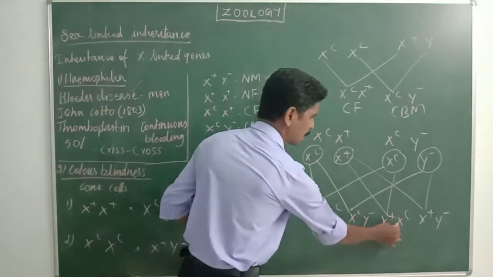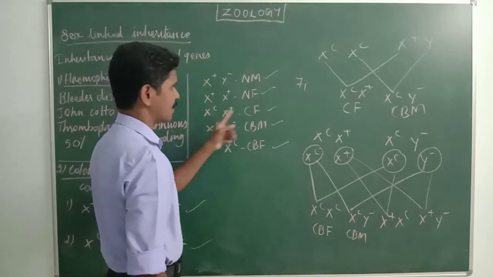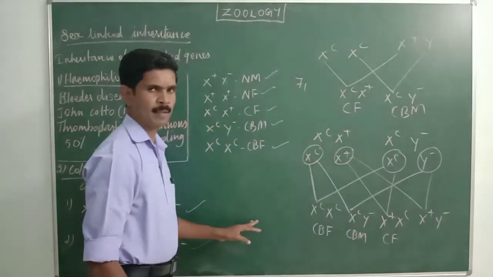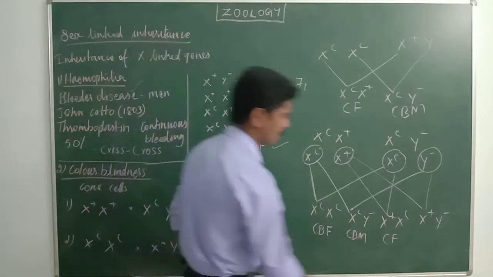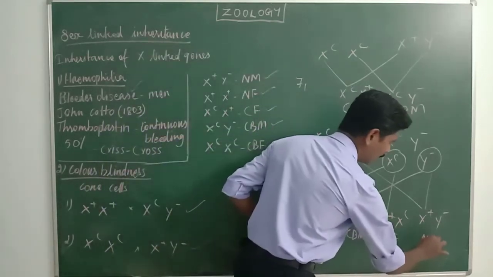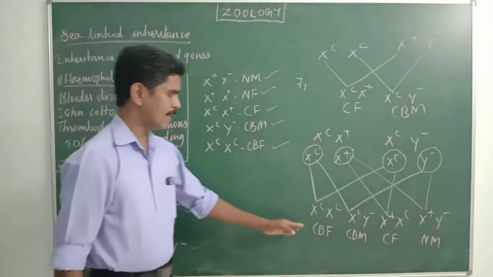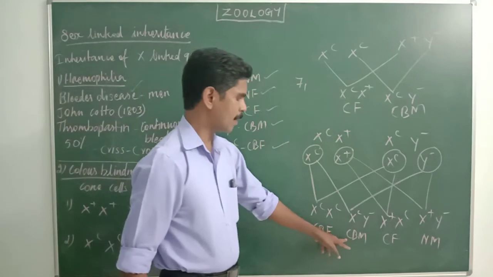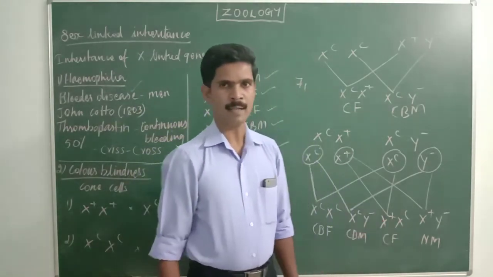Then next, X plus XC is a carrier female. Then X plus Y minus is a normal male. So in the second generation, we will get one colorblind female, one colorblind male, one carrier female, and a normal male.